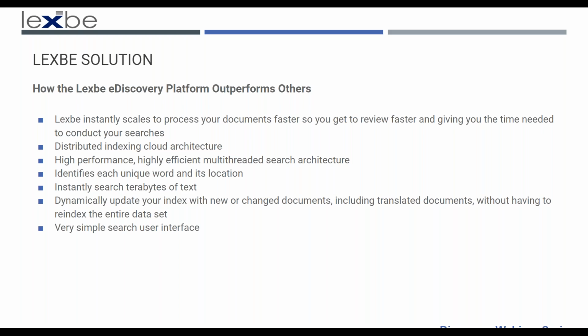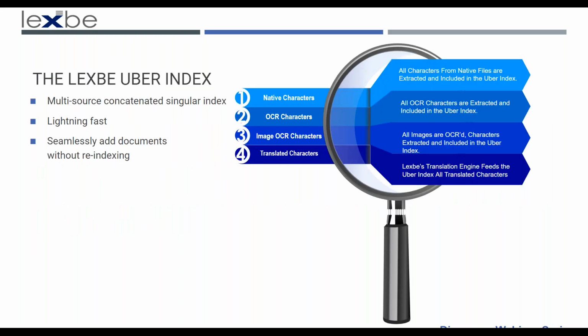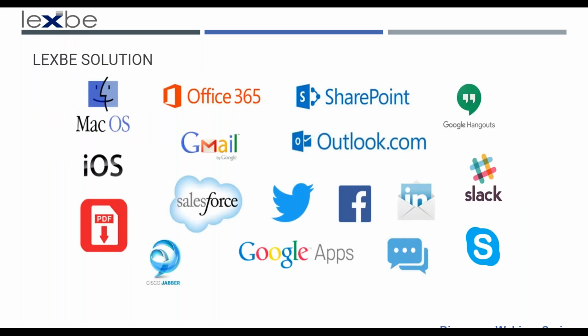We also equip you with a very simple search user interface, and I'll show you some of that here in a couple more slides. One of LexB's innovations is the Uber index. As Erin mentioned, this is our concatenated index that combines the native characters, which is important in those use cases she mentioned, like hidden characters in Excel files, as well as OCR characters, characters in images, and translated characters records. This equips you with the largest searchable data set in order to find the evidence in privileged documents in your case.